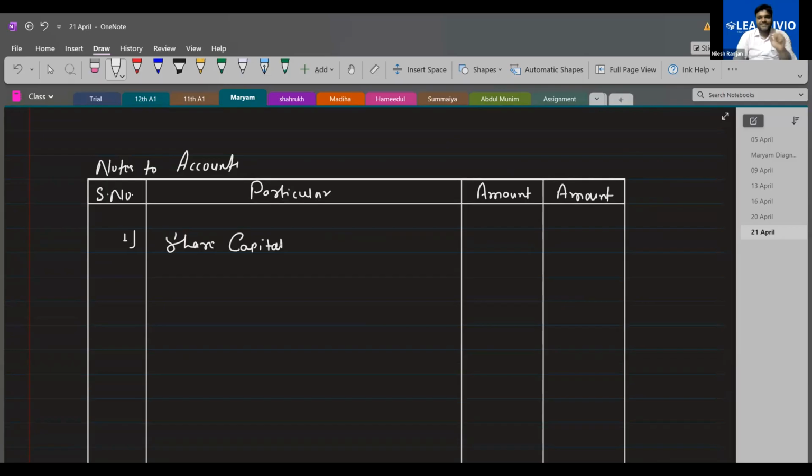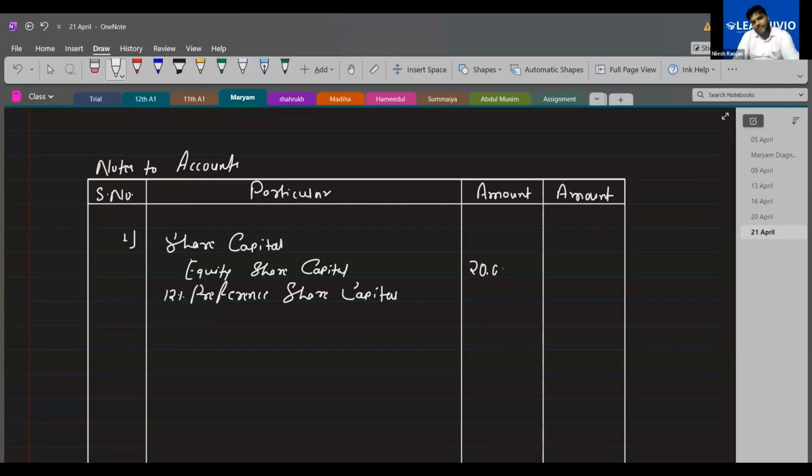So if the calculation is difficult, then you should prepare notes to account first, and then the final amount will be written in the balance sheet. So in share capital, there is equity share capital, 20 lakh. And then preference share capital, 10 lakh. 12% preference share capital actually. So 20 lakh plus 10 lakh, it is 30 lakh.